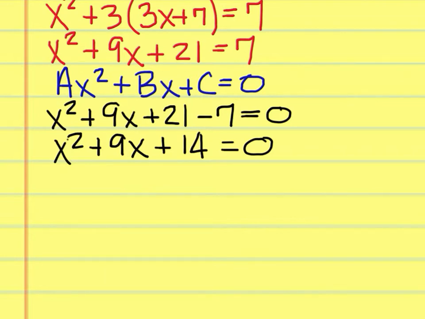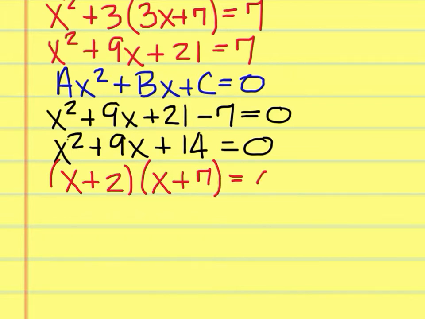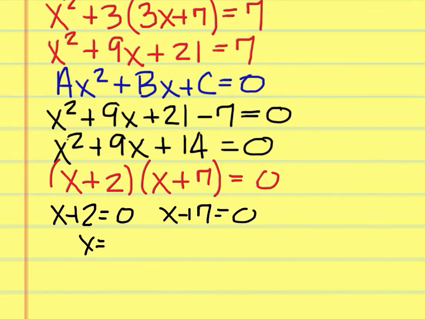Can we get two numbers that multiply to get 14 and add to get 9? And the answer is yes. 2 and 7 will satisfy that. 2 times 7 is 14. 2 plus 7 is 9. So we set each of those expressions equal to 0, and come up with x equals negative 2 or x equals negative 7.